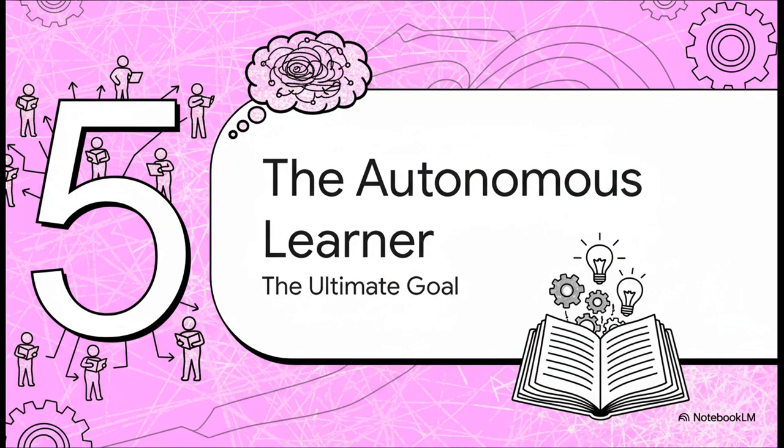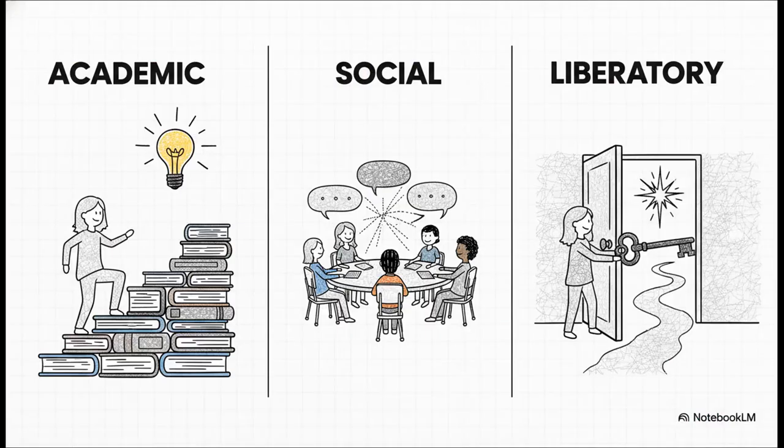So, what's the ultimate goal of all of this? It's to help students become autonomous learners. In other words, independent learners. This is a core principle of the post-method philosophy. This slide shows us the different dimensions of learner autonomy. It's not just about academic independence. It's also about being a good collaborator and a critical thinker who can engage with the world around them.